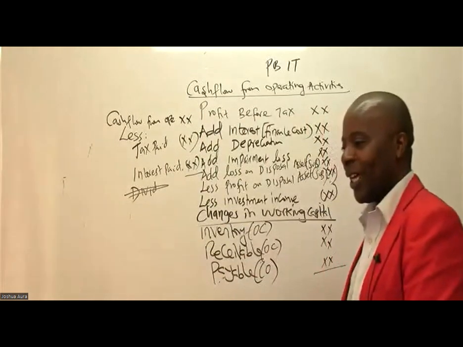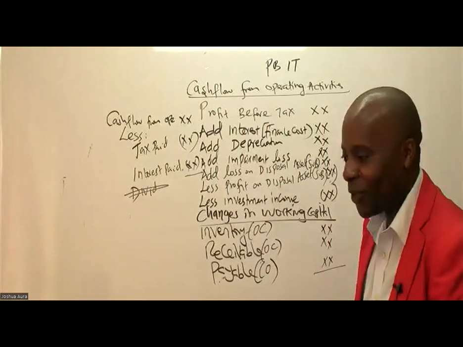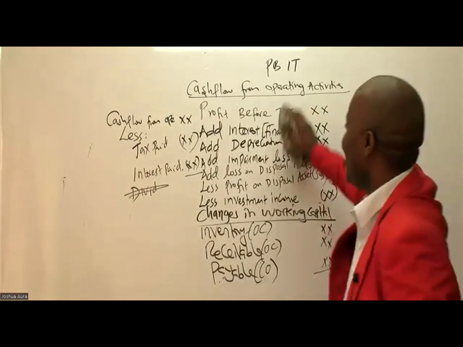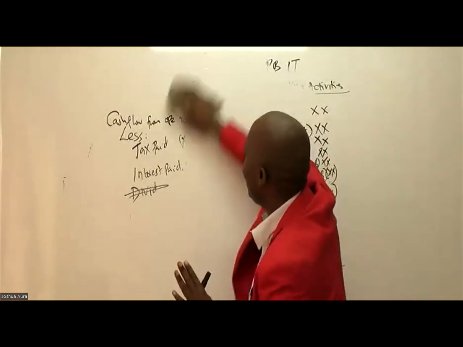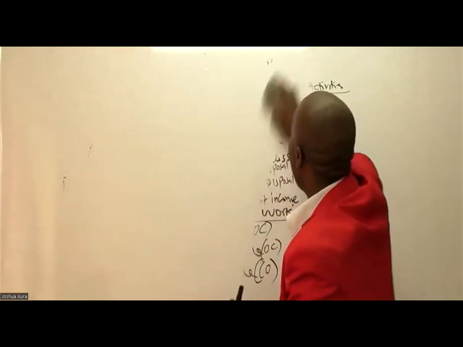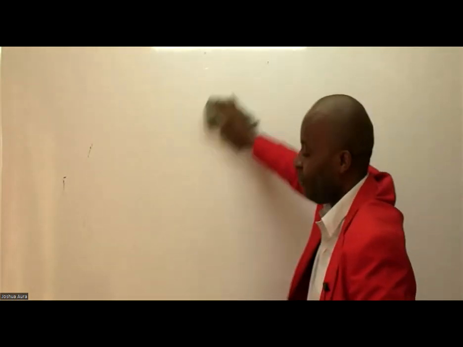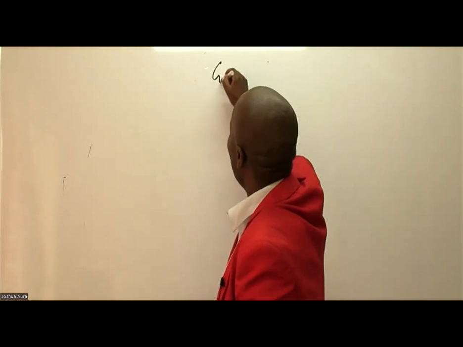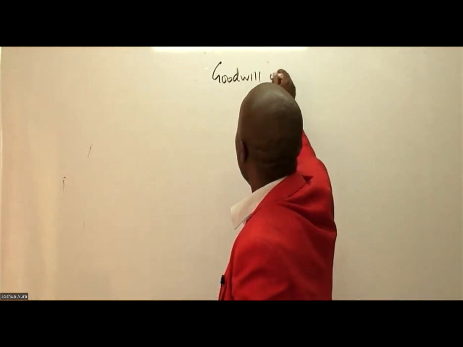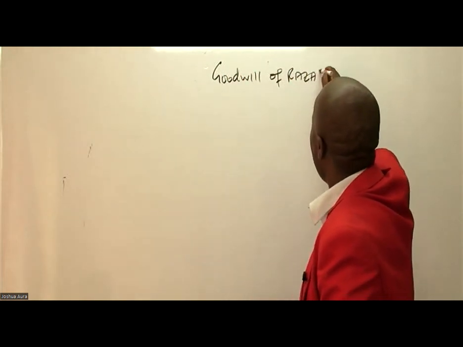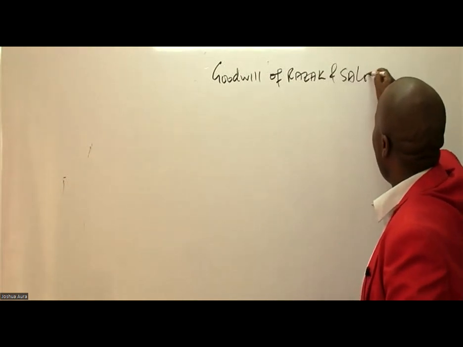Do I have enough time really to complete this question? Yes, because I'm only doing the operating statement, and then we'll agree about financing and investing cash flow. Great. So I would want to do goodwill of my two subsidiaries, Razaki and Salama.